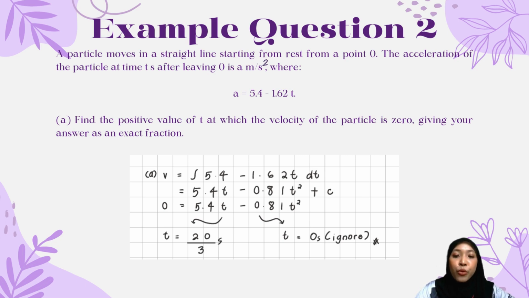So we put an equation, which is v equal to 5.4 minus 1.62t. As I mentioned in the calculus of kinematics, when you have an acceleration-time graph and you want to convert it into velocity, you need to integrate. So we integrate the equation and we will get 5.4t minus 0.81t² plus c. So we solve the equation and we put v is 0, and then we will get t is equal to 20 over 3 seconds and t is equal to 0 seconds.